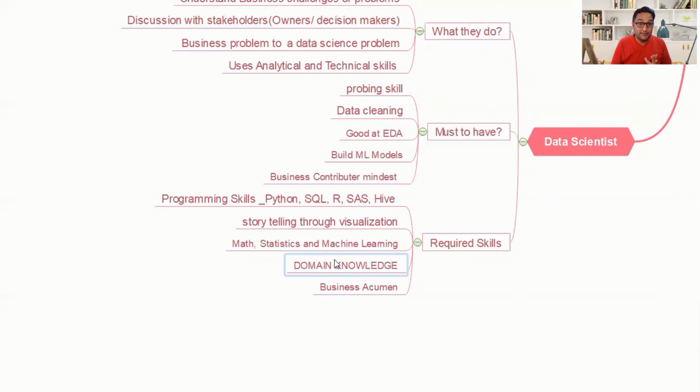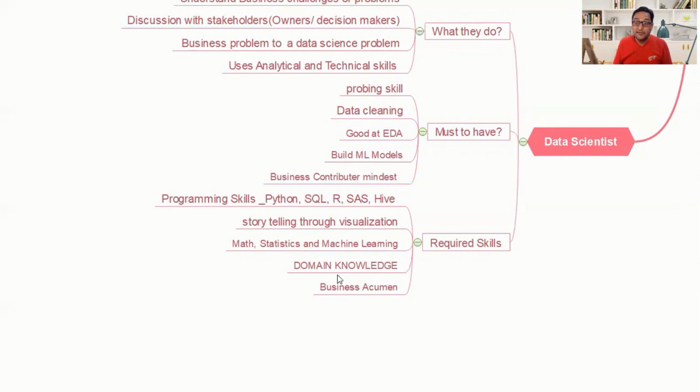Storytelling, very important. You need to be a good storyteller. You have to present your case in front of stakeholders so that they can show trust in you, right? So you need to have very good storytelling skills. You need to have maths skills, statistics skills, right? You need to have a good understanding of machine learning, as I already explained, right?